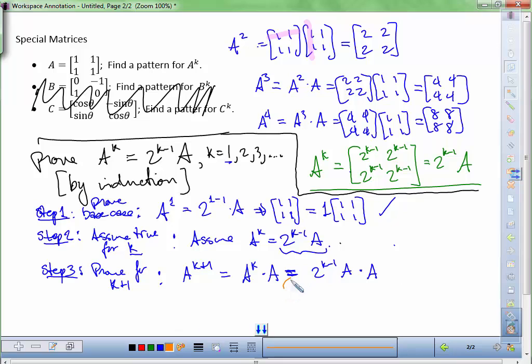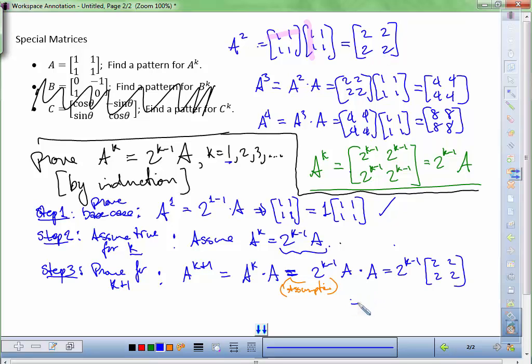It might be good to note that this is where you actually use the assumption. Somewhere in step 3, you're actually going to use what you assumed in step 2 for this to work out. And then from here, you can just do the work. We got 2 to the k minus 1, and then a times a. We did this as background work, so I'm not going to redo it. I'll just say a times a is a squared, which we did, and that's 2, 2, 2, 2.